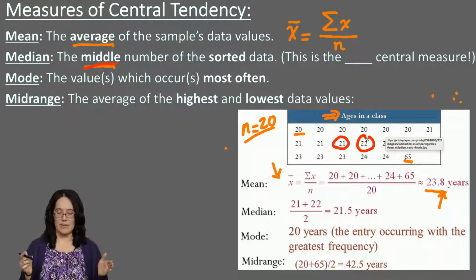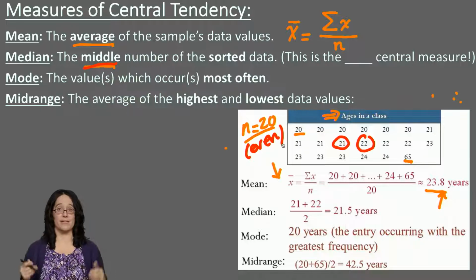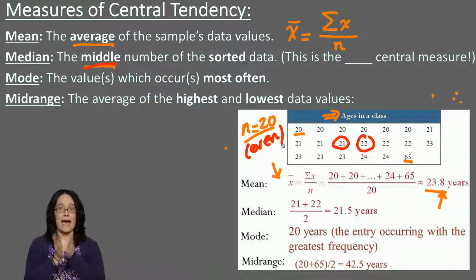So in this case, because there is an even number of data points, in other words, your sample size n is even, you need to go to the halfway point of that number. So n divided by 2 is 10. 20 divided by 2 is 10 in this case. Go to your 10th value and then the next one, in this case the 11th. Go to the 10th and 11th value and find their average.